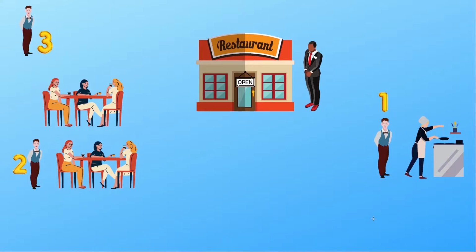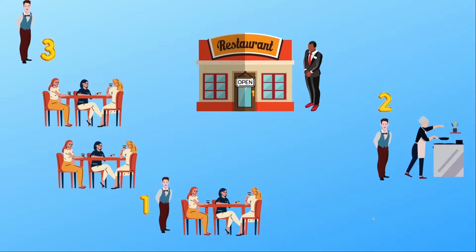So the restaurant owner told the waiters that whenever you go to the kitchen, don't wait there. You give the order and you come back to the restaurant and see if there are any new customers from whom you can take the order. And whenever the food is ready, the cook will call you. So waiter number 1 did exactly that.